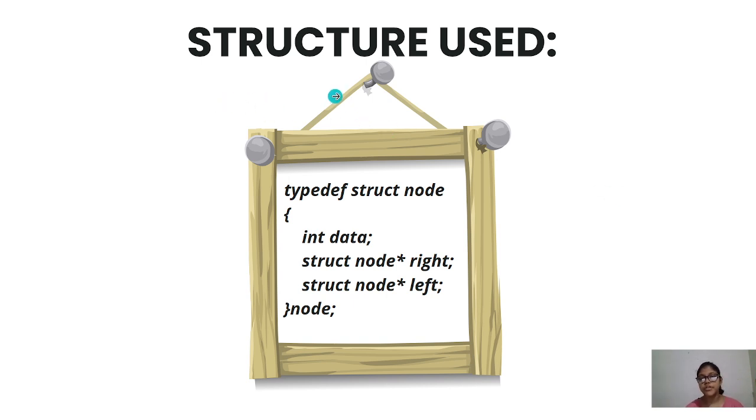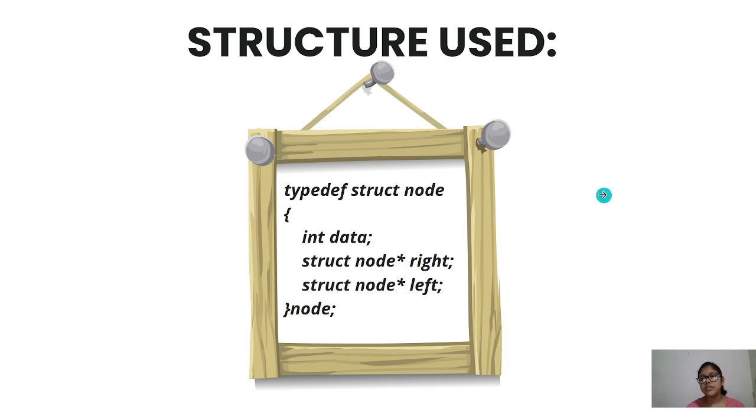Structure we are using to define a node. It contains a data, a right pointer and a left pointer. We know that BST is like that. It contains a root, and it has a left side and a right side.